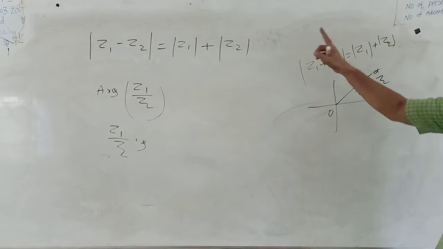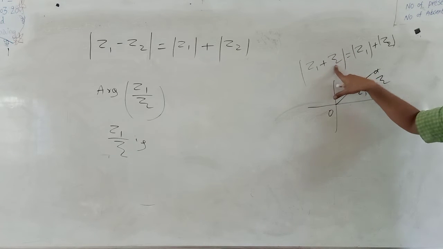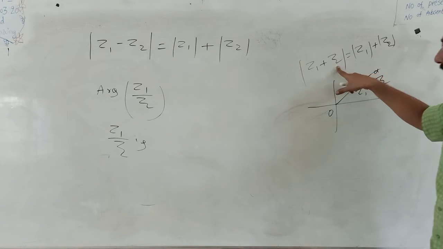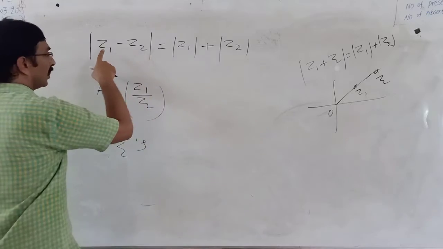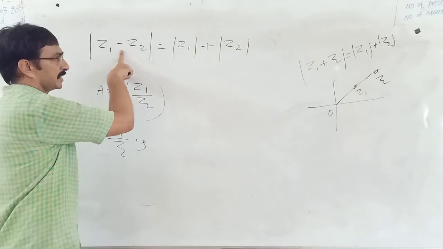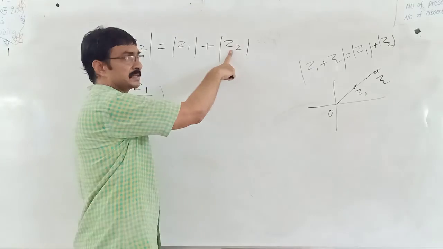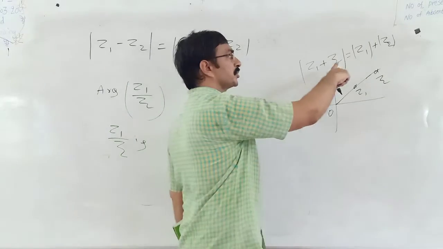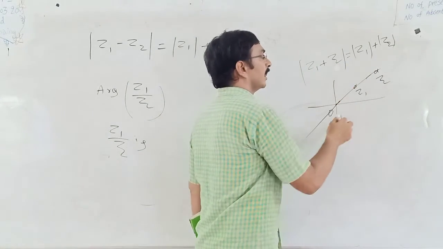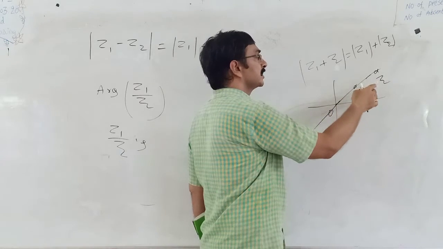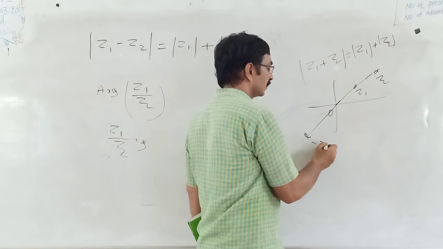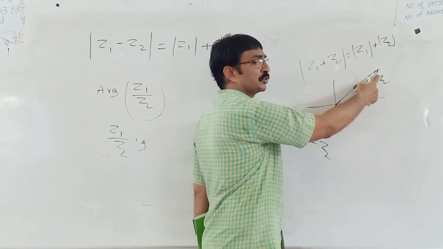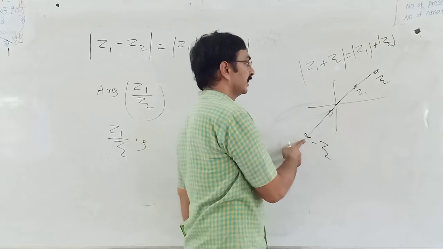See the difference between this one and that one. Replace Z2 with minus Z2 on both sides. Then that one becomes modulus of Z1 plus minus Z2, and modulus of minus Z2 is the same as modulus of Z2. So replace Z2 with minus Z2 in this one. Figure: minus Z2 is the image of Z2 with respect to origin. This is 2, 3. This is minus 2, minus 3.